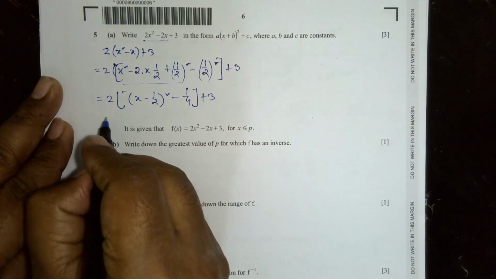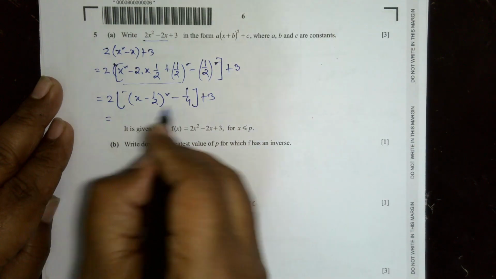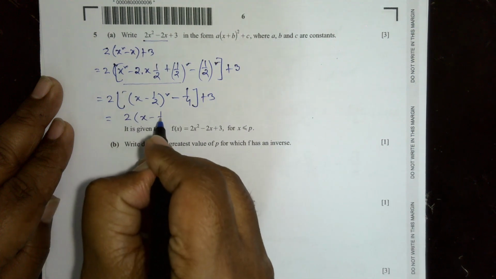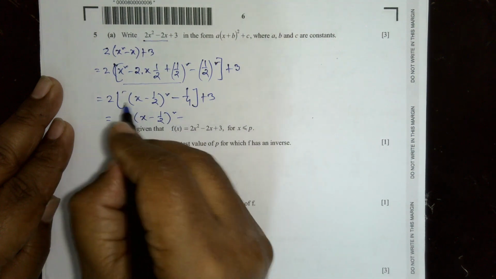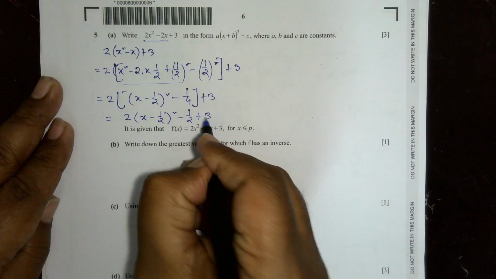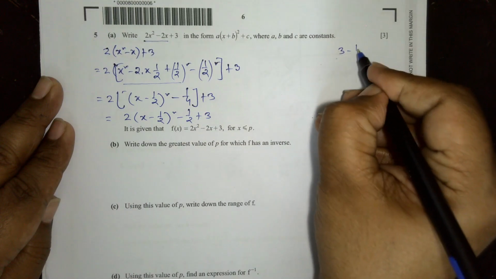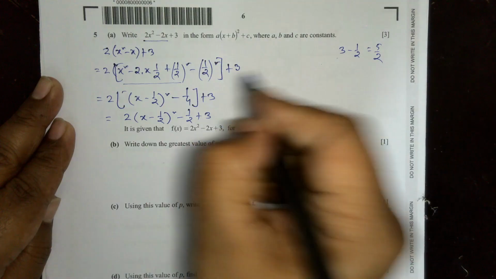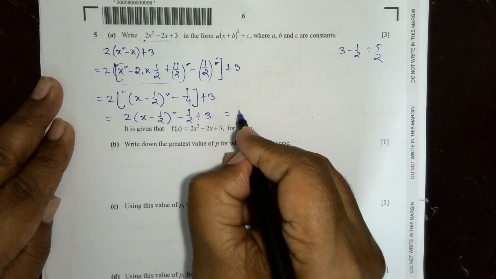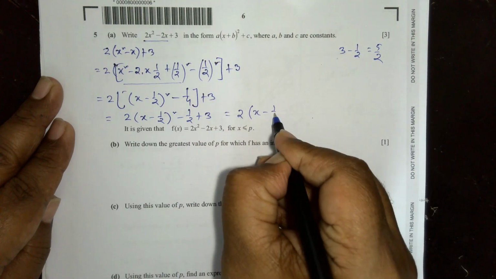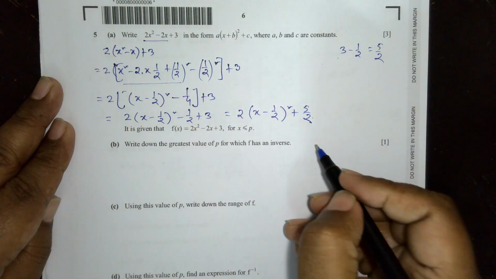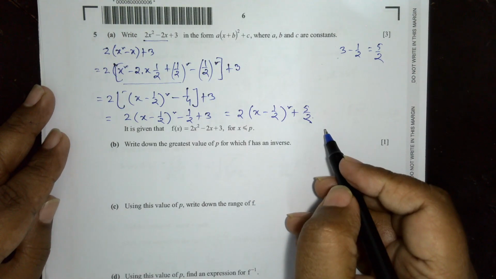Now if we multiply 2 with these two terms, we get 2 times x minus half whole squared minus 2 times a quarter, that is half, plus 3. So what is 3 minus half? 3 minus half is nothing but 5 over 2. Finally I can write 2 times x minus half whole squared plus 5 over 2. Done this portion? Yes.